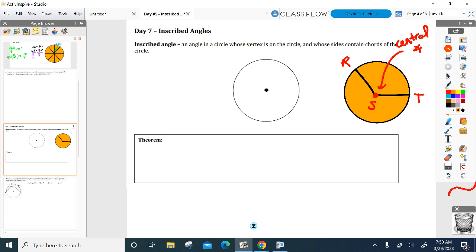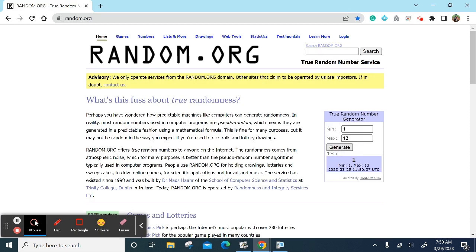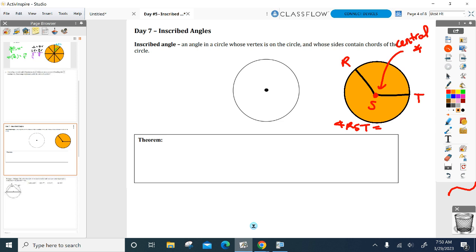How do I find it, by the way? Angle RST is the same as what? What's the theorem say? Central angle is the same measure as? There you go, arc RT. Do you have the same? All right, everyone good? 50 degrees, 50 degrees. I didn't want you to do that on the actual circle there, but it's okay.